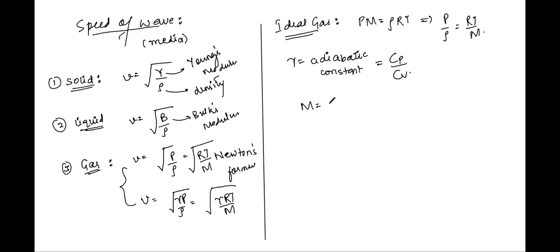What is M? M is molar mass. Will you put the unit in gram per mole or kg per mole? Kg per mole. Very good. Let's say I have the M value for oxygen as 32 gram per mole. So what will you put as the value? You will put 32 into 10 raised to the power minus 3 kg per mole, in SI units.